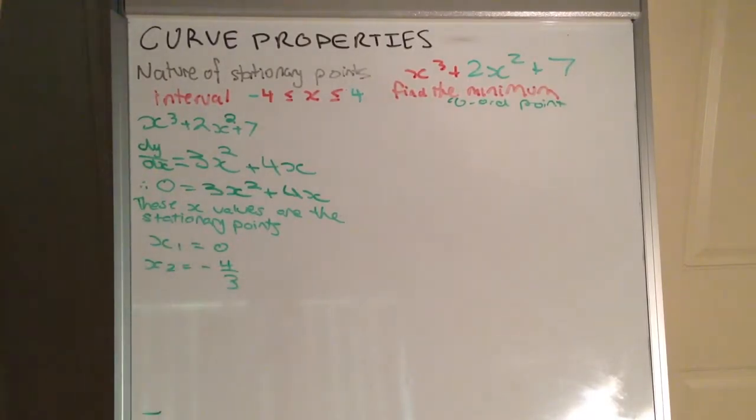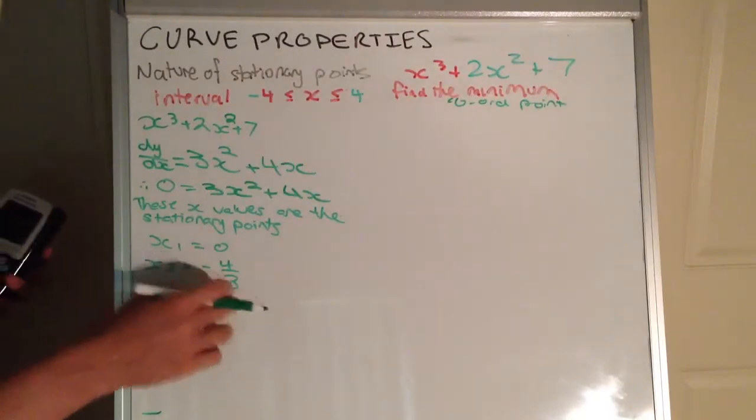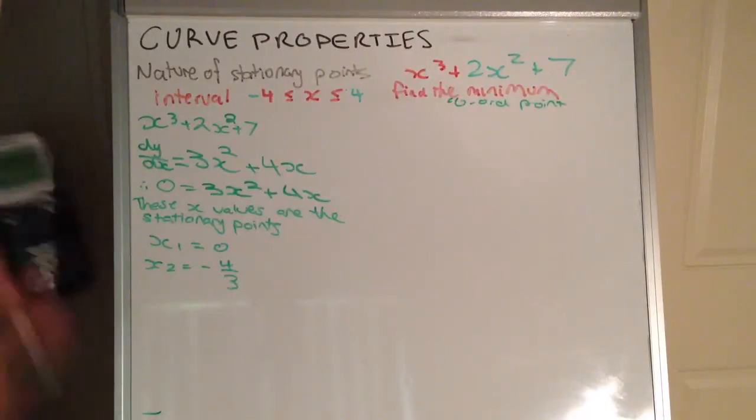And I've simplified it a bit because negative 1.333 is, of course, negative one and a third, which is negative 4 over 3 in improper fractions. Negative 1 and a third becomes negative 4 over 3. Hopefully you can see how I did that.